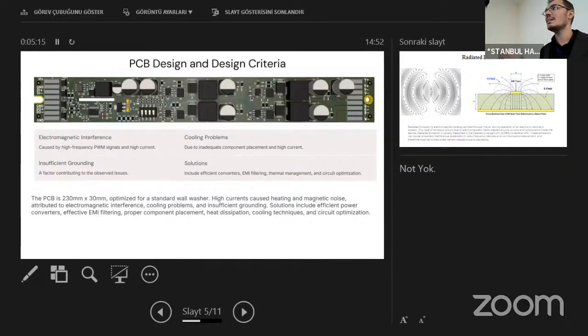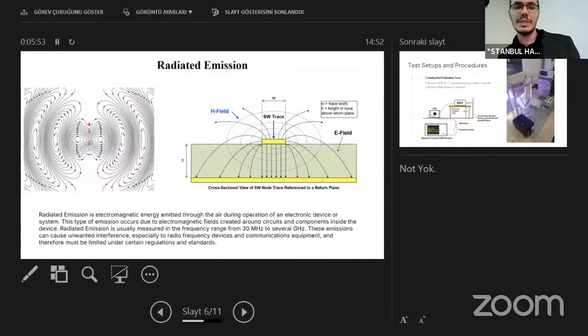This PCB is nearly 203 millimeters long and 30 millimeters wide, optimized for a standard wall washer. High currents cause heating and magnetic noise attributed to electromagnetic interference. Cooling problems and insufficient grounding solutions include efficient power converters, effective EMI filtering, proper component placement, heat dissipation, cooling techniques, and circuit optimization.